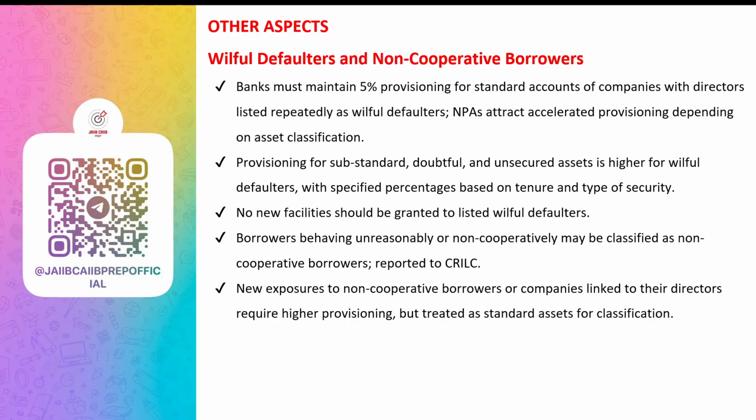Willful defaulter and non-cooperative borrowers. Banks face different kinds of borrowers and defaulters, but there are two special categories that require strict action: willful defaulters and non-cooperative borrowers. Willful defaulters are borrowers who deliberately do not repay loans even though they have the capital to do so. Sometimes they divert funds for other purposes or even dispose of the secured assets without the bank's knowledge.